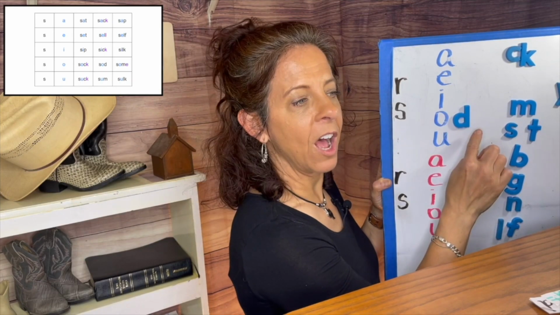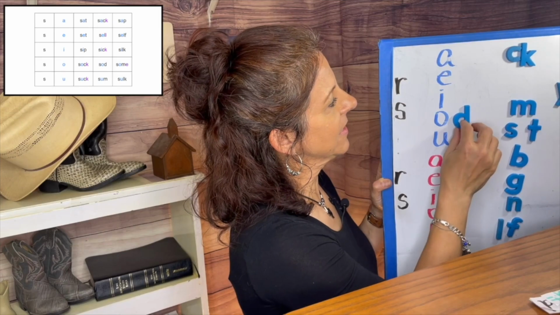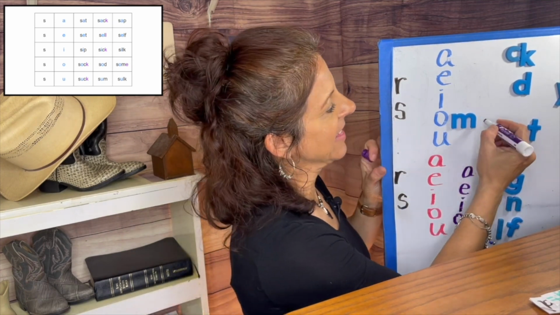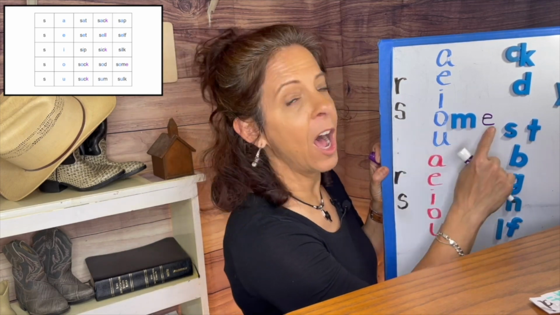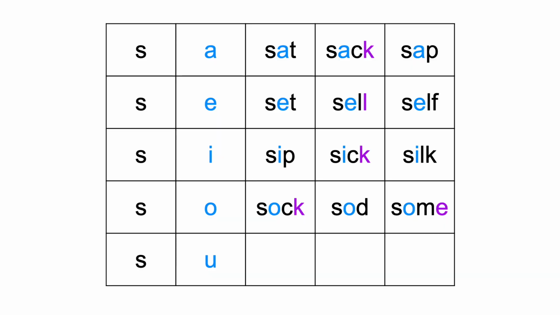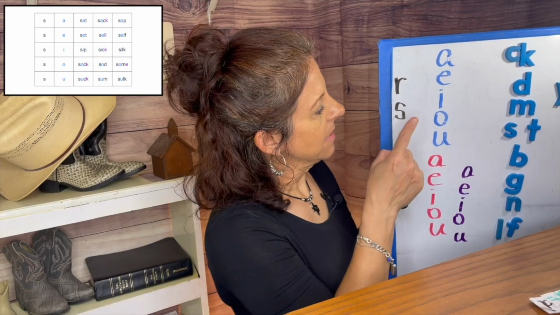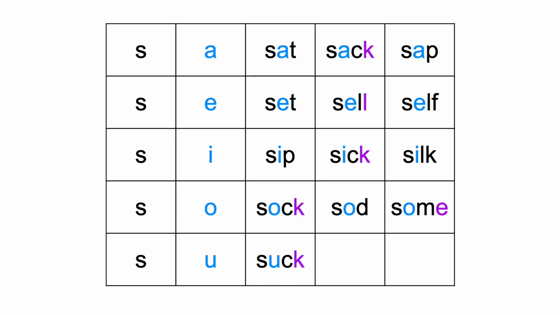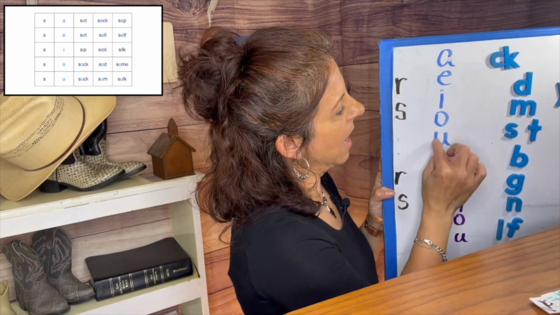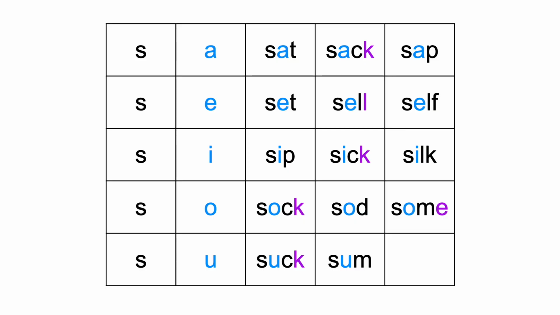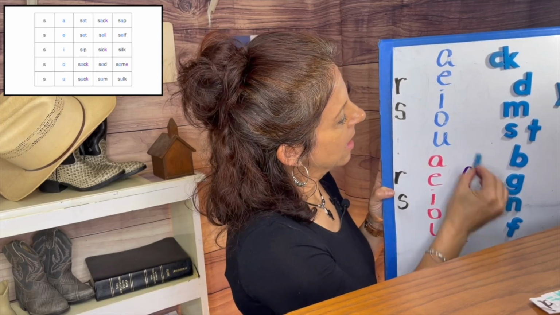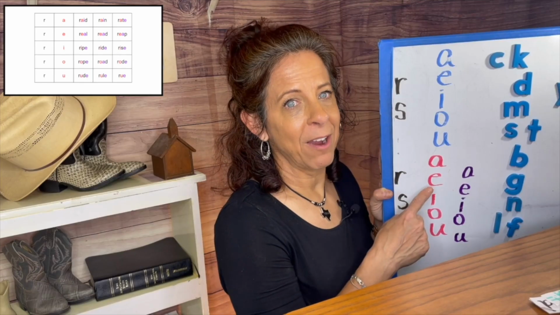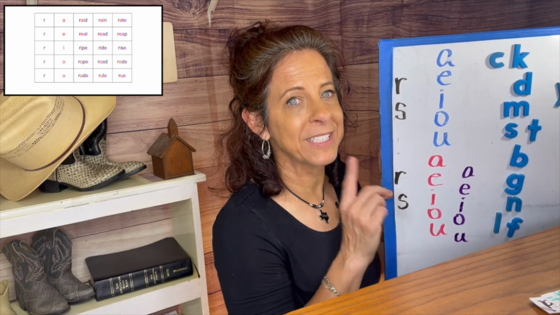S-o-d, sod. S-o-m, and this has E at the end, we don't say s-om, some. S-u-ck, suck. S-o-m-e, some. S-u-l-k, sulk.